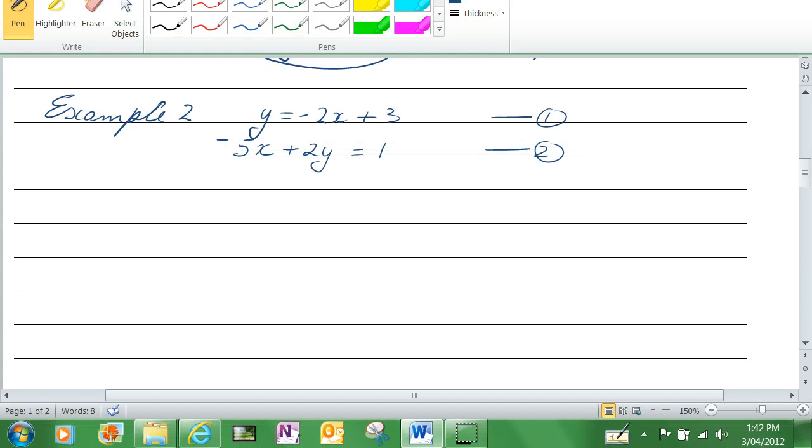The second example where we're going to use the method of substitution is a bit more complicated and also involves some algebraic fractions which might confuse you. Let's hope not. In this particular example, equation 1 is y equals negative 2x plus 3, and equation 2 is negative 5x plus 2y equals 1. What we're going to do here is substitute y into the second equation. So substitute y equal to negative 2x plus 3 into equation 2.